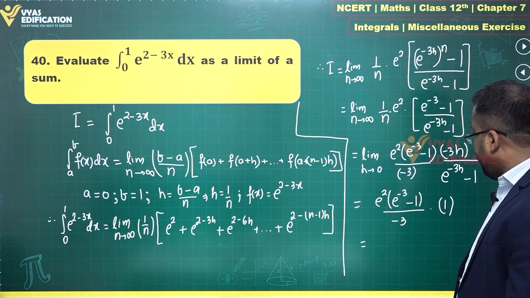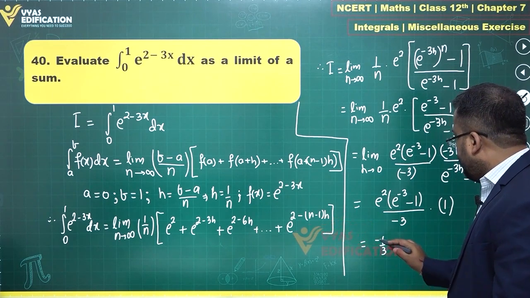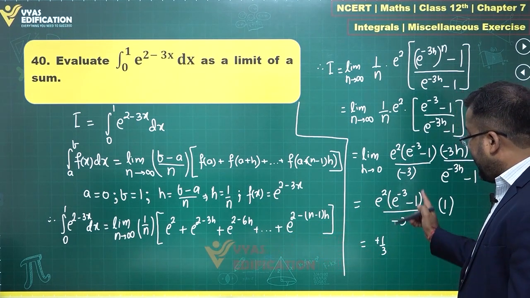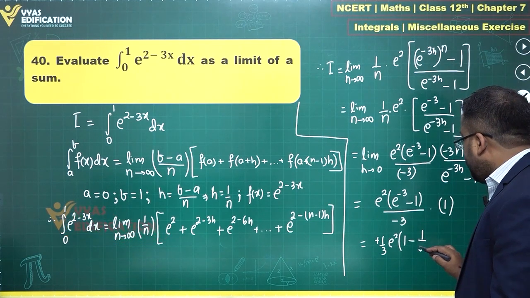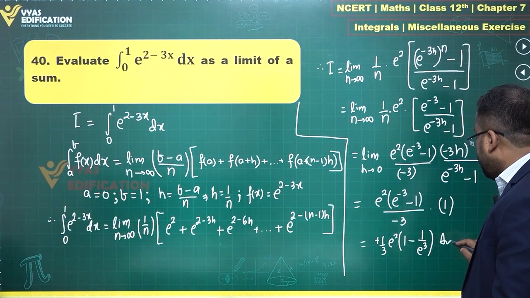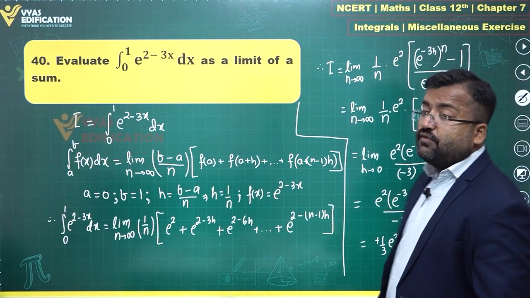What is this equal to? This is minus 1 by 3, or you can take out that minus inside. This is e square times (1 minus 1 upon e power 3). That's your correct answer for this question. Is that all? Yes, that's all in this 40th question.